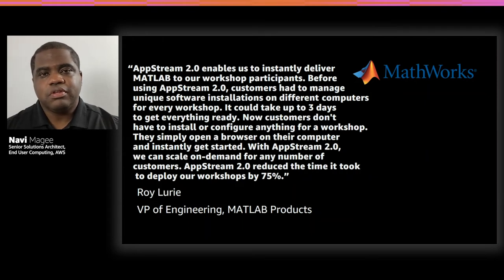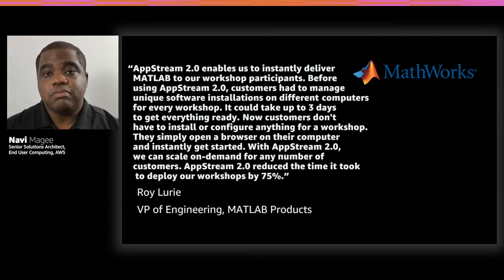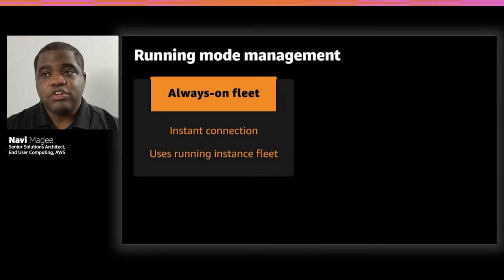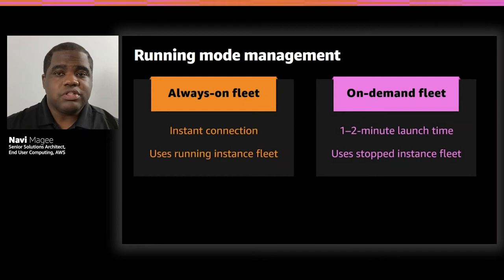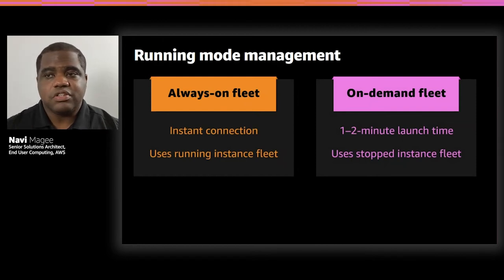But when we look at AppStream, there's another point to keep in mind, the running mode and running mode management. There are two different options available. The first one being an always-on fleet, and the second one is an on-demand fleet. With always-on, it's an instant connection that your user will experience, and the instance is always running 24/7. This is more geared towards a use case where your user is expecting an instant connection, maybe as a SaaS provider, or if they need some type of trial for the software, where any type of wait time would not be good for the overall user experience.